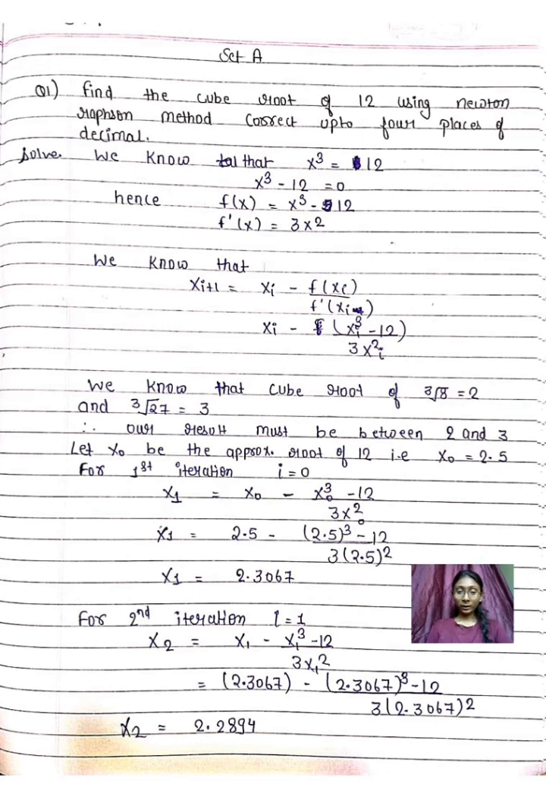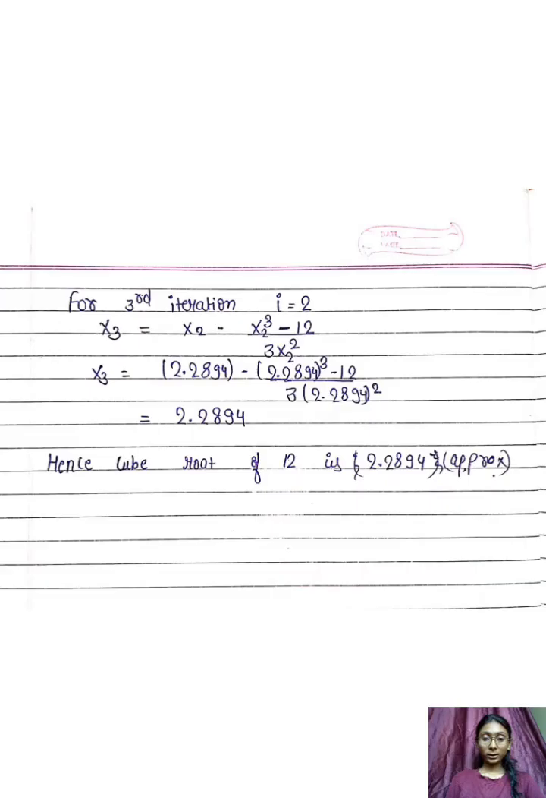Then we get the value of x1 as 2.3067, and in the second iteration we put the value of x1 equal to 2.3067 in the Newton-Raphson method. Then we get the value of x2 as 2.2894. In iteration i equal to 2, we put the value of x2 as 2.2894 and get the value of x3, which is equal to 2.2894.